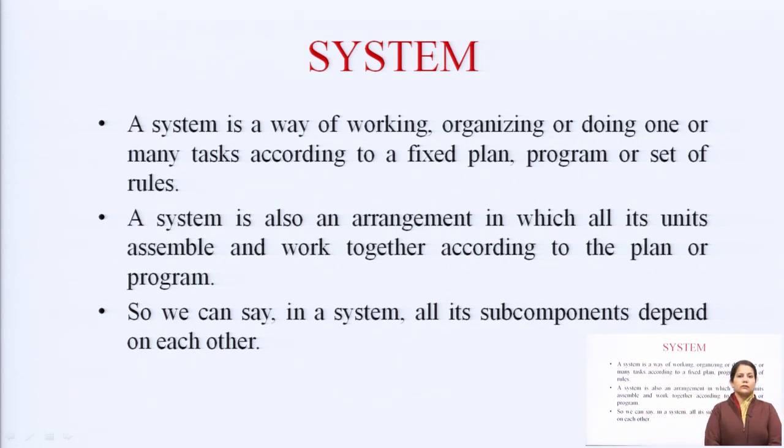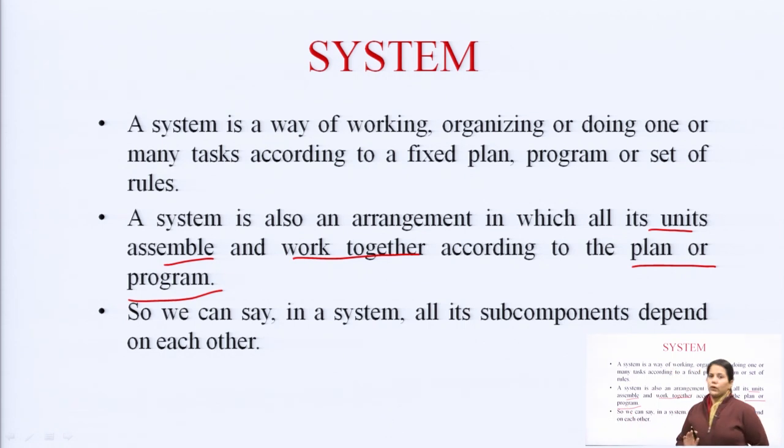So, the very first topic which we are going to study is, what is system? A system is a way of working, organizing or doing one or many tasks according to a fixed plan, a set of rules, or we can say a set of programs. A system is also an arrangement in which all the units assemble and work together according to the plan or program. This is very important, according to plan or program, or according to the set of rules. So, all its subcomponents depend on each other.